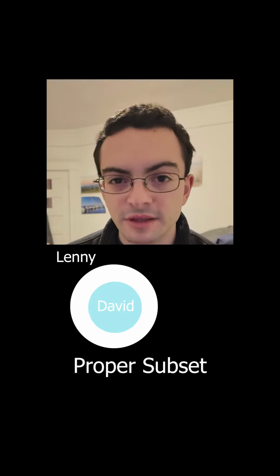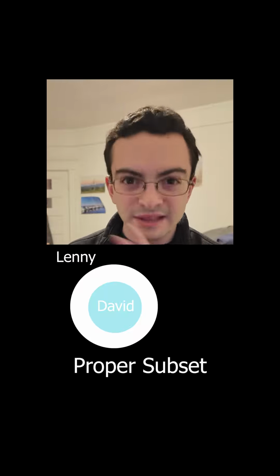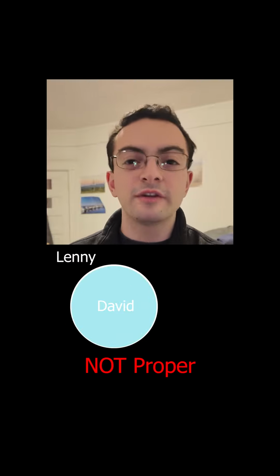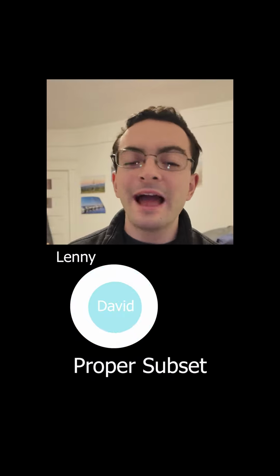Now, a proper subset is if all the items in the first set are in the second set, but the second set also has other things. So the first set is a smaller subset of the second set. For that, you just use the less than operator or the greater than operator, but with no equal sign there, because we don't want them to be equal. We only want it to be less than, to be a proper subset, or greater than, to be a superset.